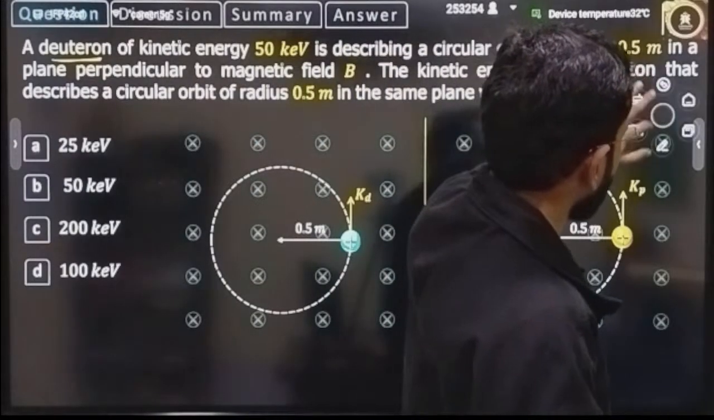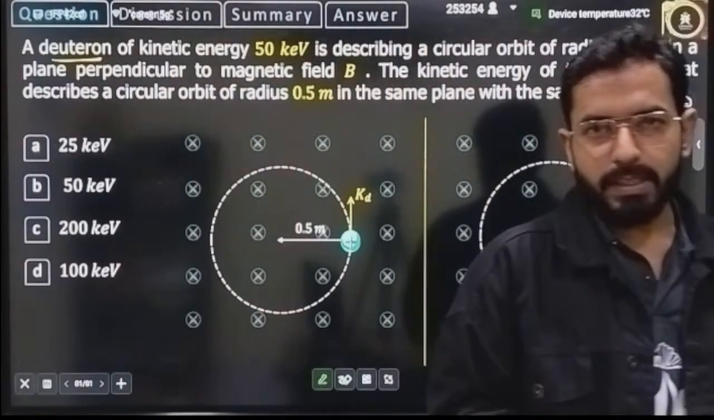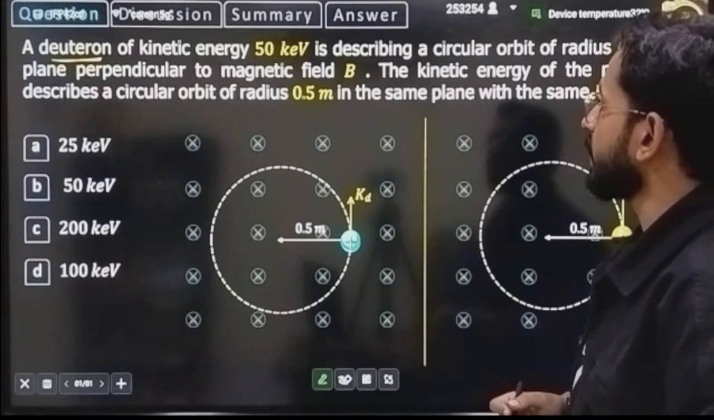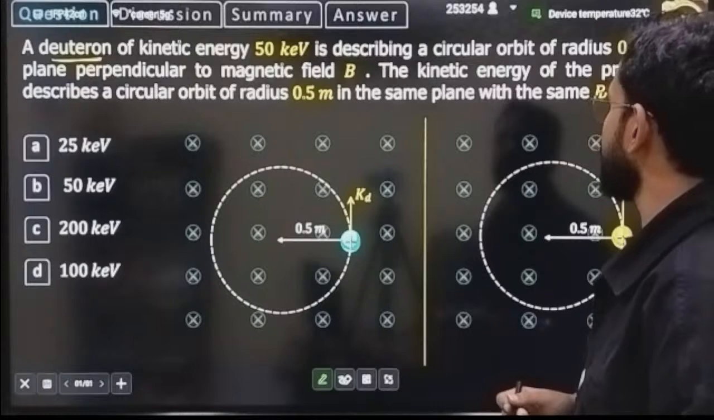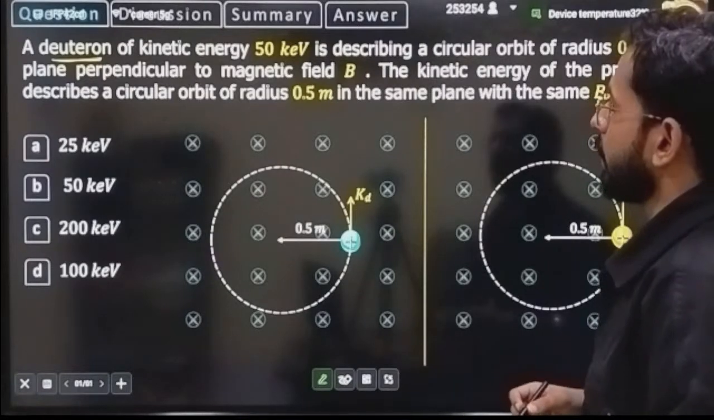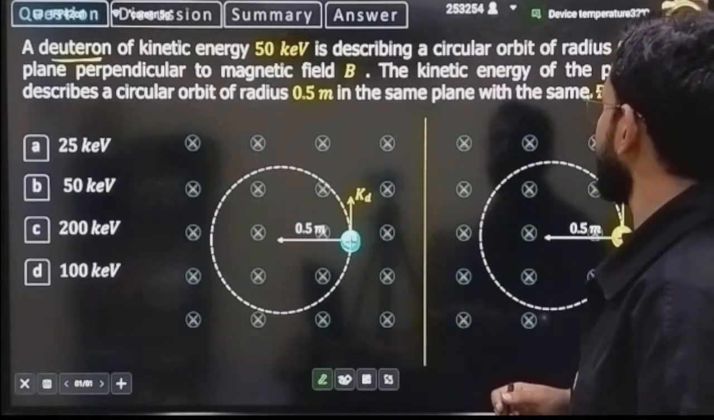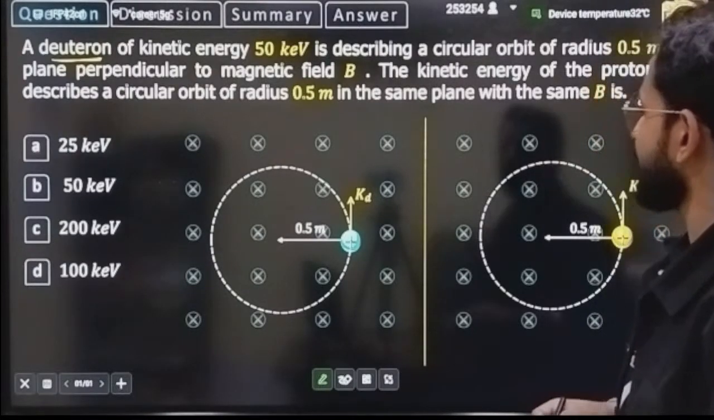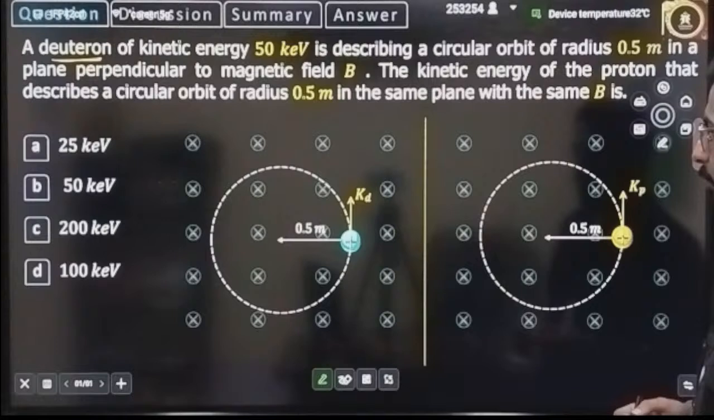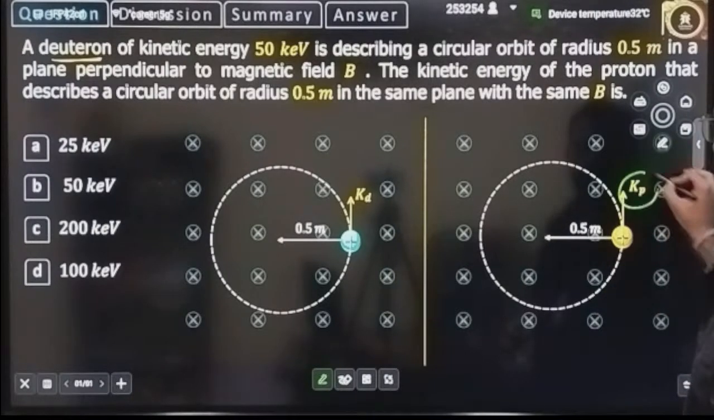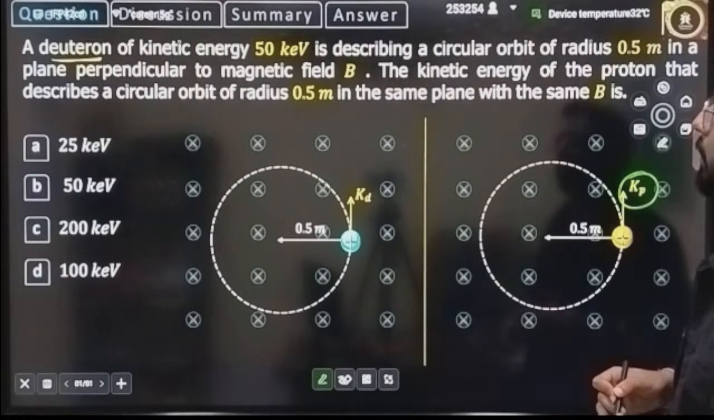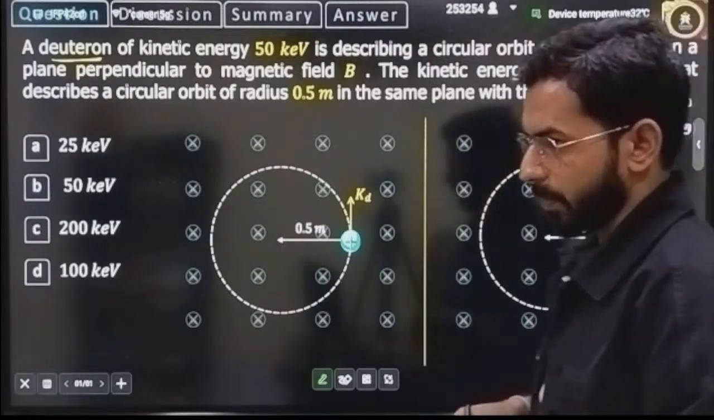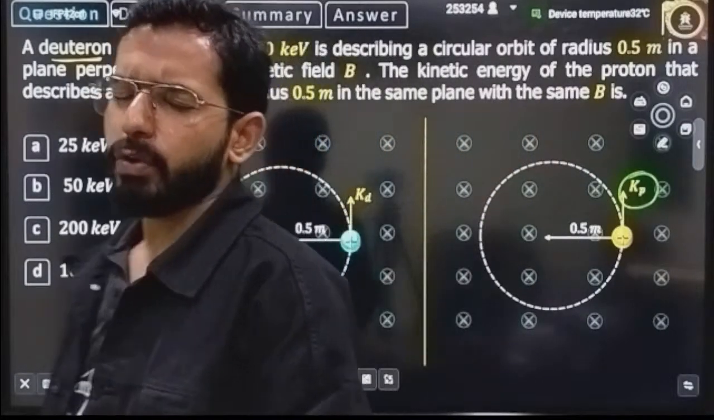What is this question asking you? Let's see. A neutron of kinetic energy 50 kilo electron volt is describing a circular orbit of radius this much in a plane perpendicular to the magnetic field. The kinetic energy of the proton that describes the circular orbit of radius 0.5 meter in the same plane with the same magnetic field. You have to tell what will be the kinetic energy of the proton. How can you relate?